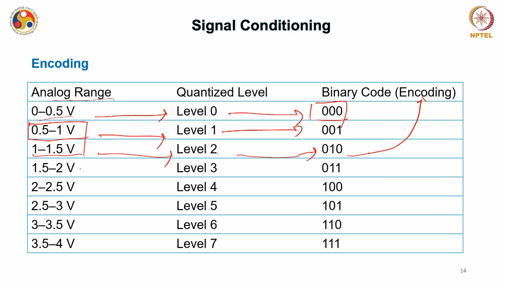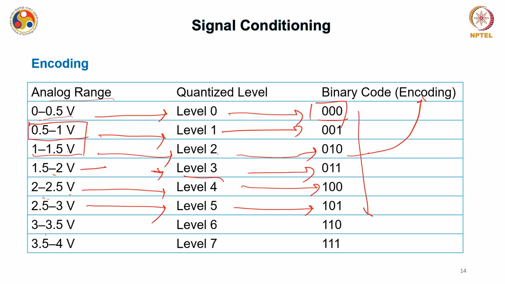Now similarly the next analog range will be 1.5 to 2 volt, and it is level 3 and the code is 011. Similarly 2 to 2.5 volt is level 4 and the binary code is 100. 2.5 to 3 volt, let me call it level 5 and code it as 101. Now this is the ascending order. 3 to 3.5 volt is level 6 and coded as 110, and 3.5 to 4 volt is level 7 and coded as 111.